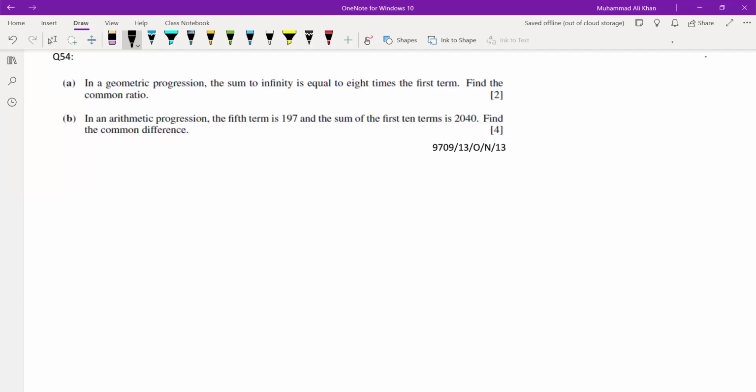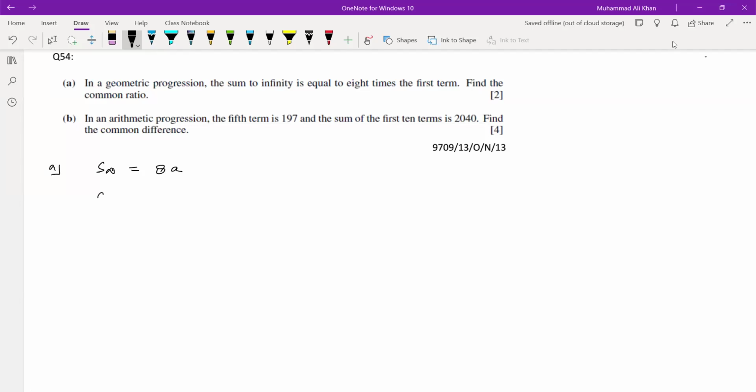In question number 54, first part is in a geometric progression. फिर पहले ही आपको बता दिया गया the progression is geometric. The sum to infinity is equal to 8 times the first term. Find the common ratio. We have to calculate the common ratio.